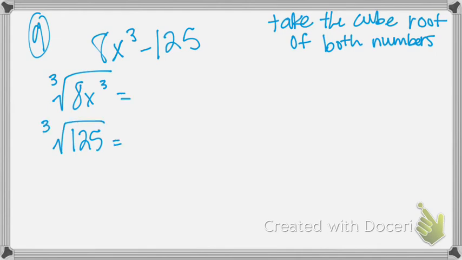Okay. What do you think happens to this 3 and this 3? You got a cube, and you're taking the cube root. So you're essentially just getting rid of it. They're just canceling out.